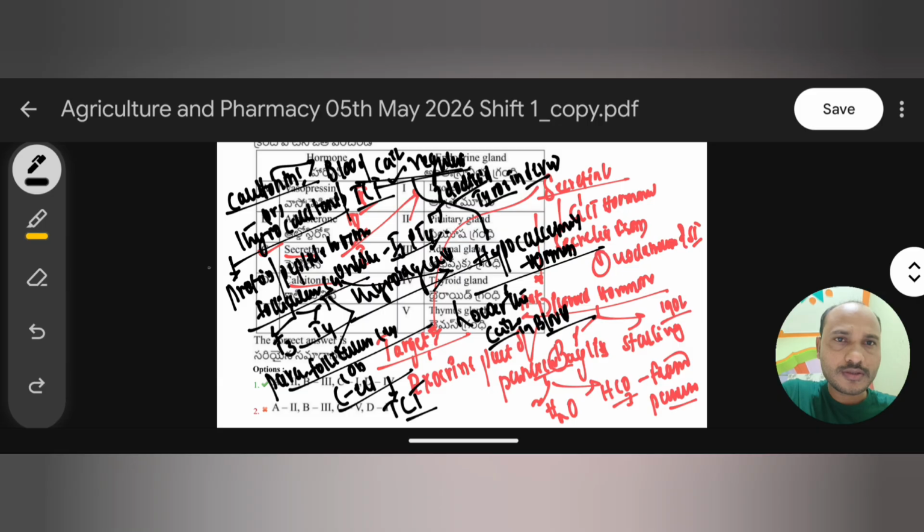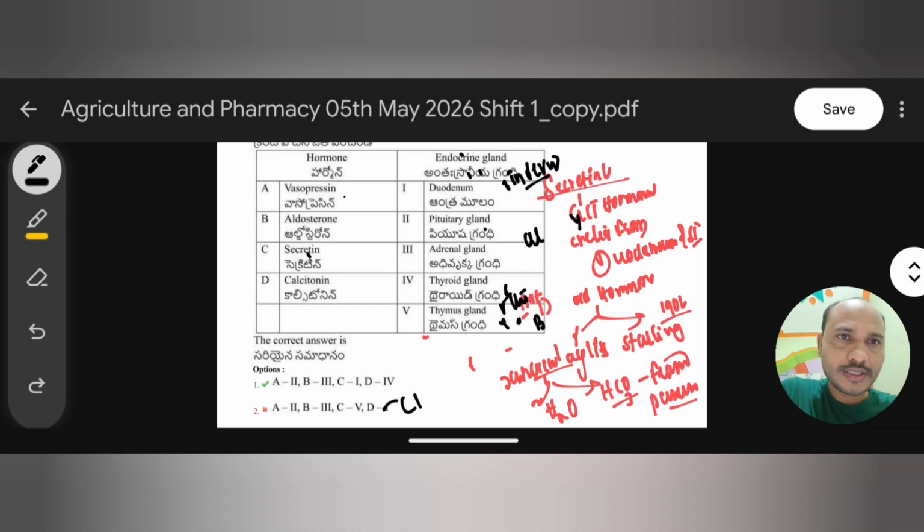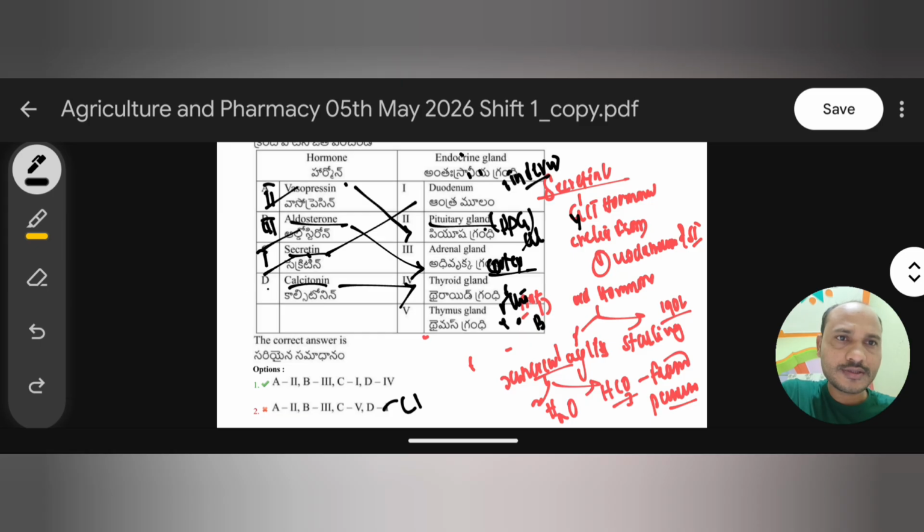So here, vasopressin is secreted from the pituitary gland, the posterior pituitary gland. Second, aldosterone is from the adrenal gland, the cortex part of the adrenal gland. Third, secretin is a gastrointestinal hormone secreted from the duodenum. First, calcitonin is from the thyroid gland. Hence the fourth one. So the right answer is the first one.